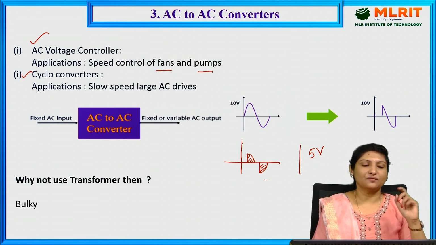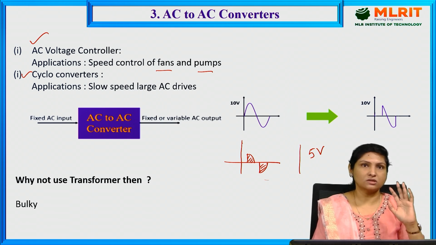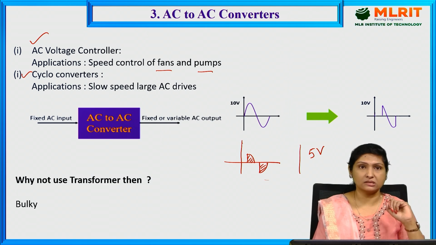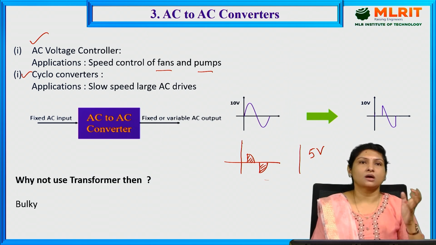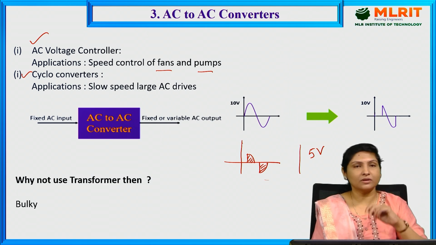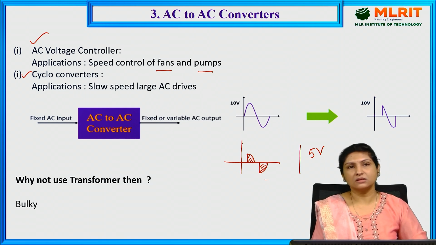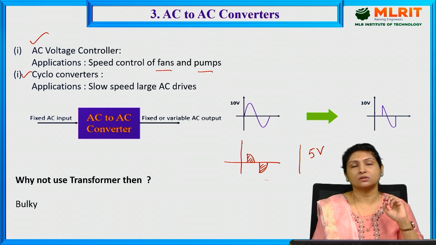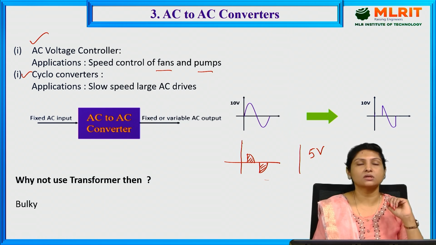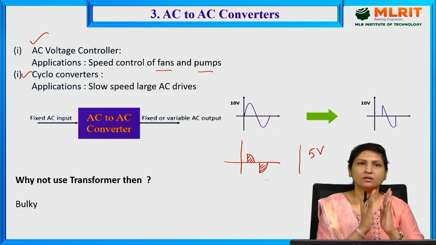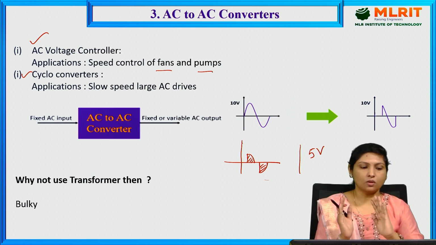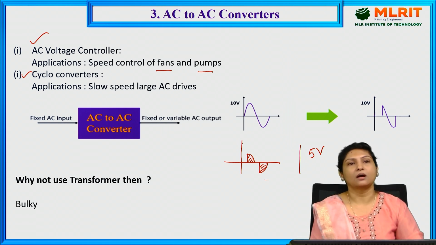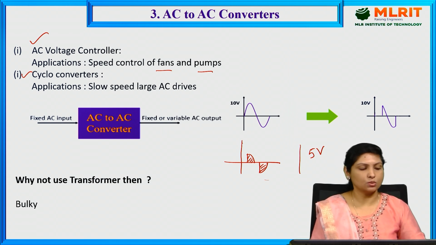But the reason we are not actually replacing whole transformers with power electronic switches like AC to AC converters is because transformers handle high power ratings. That is the reason the transformers are not yet replaced with power electronic circuits. Whereas power electronic circuits are designed only for certain rating applications, not up to these high power ratings. That is the only difference.